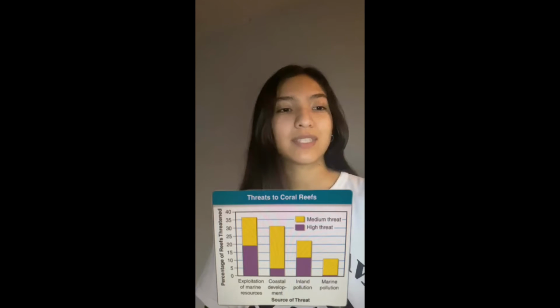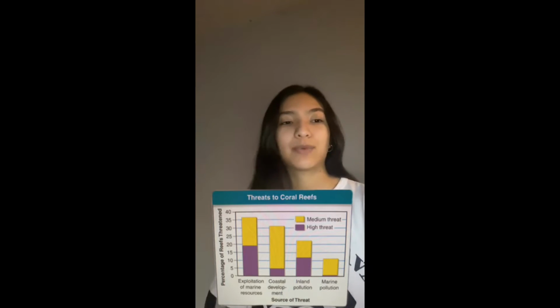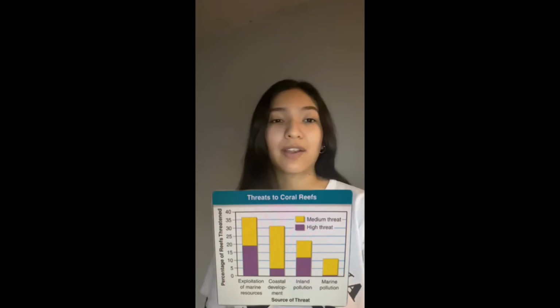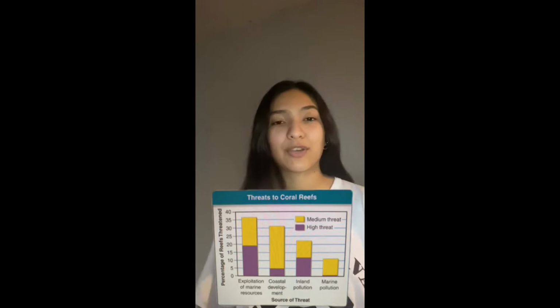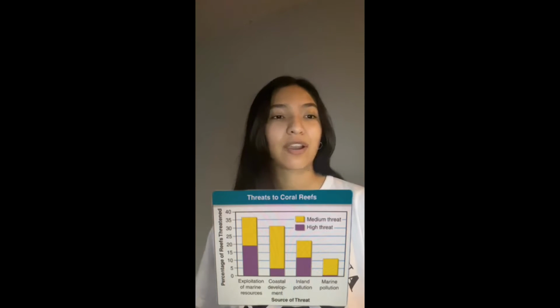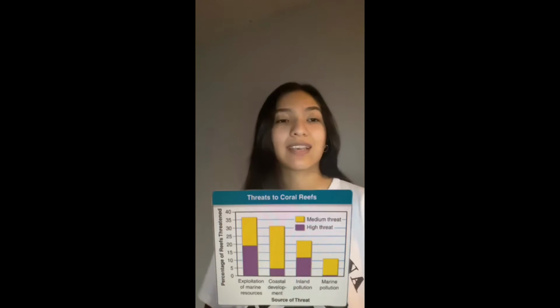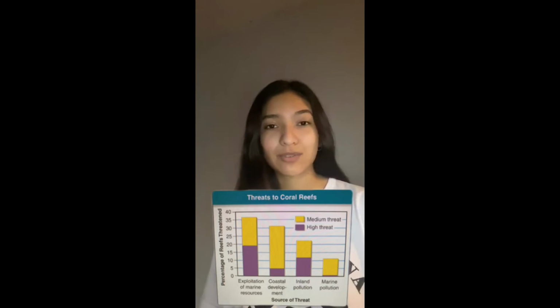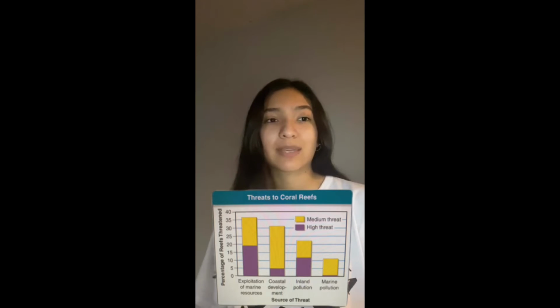In the graph that we see, threats to coral reefs, this graph shows the factors that are a threat to coral reefs and whether they are of a high or low threat. As we know, coral reefs are one of the major biotic factors that have a direct effect from ocean acidification. In the graph, we can see several threats, including marine pollution, inland pollution, coastal development, and the excess use of marine resources. These are all threats that coral reefs have, including ocean acidification.